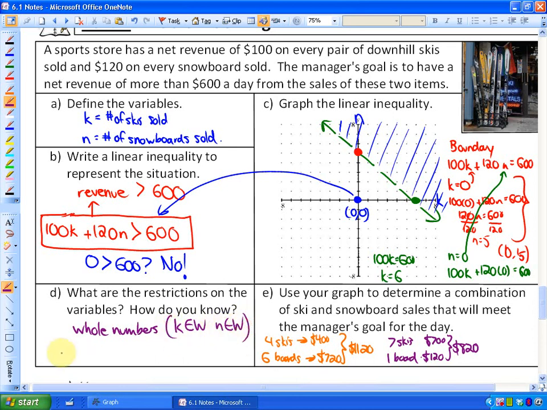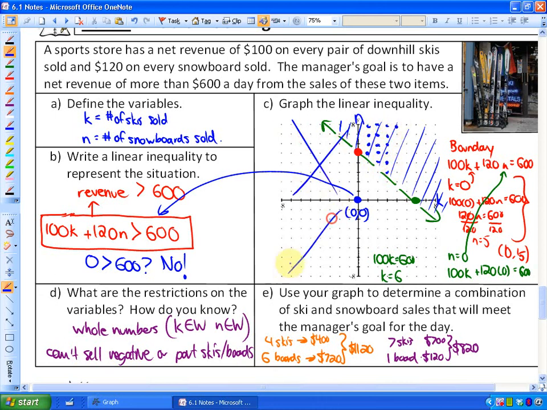And how do I know? Can't sell negative or part skis or boards. You can only sell a positive integer of boards. So what that means again is that we're restricted to all these just integer values, these integer combinations of skis and snowboards, and not any of the negatives as well. So that's kind of the big idea of how we can apply these inequalities to word problems. And there's 2 methods.